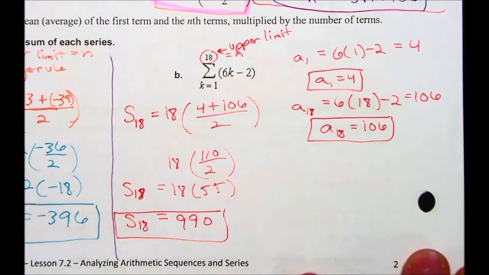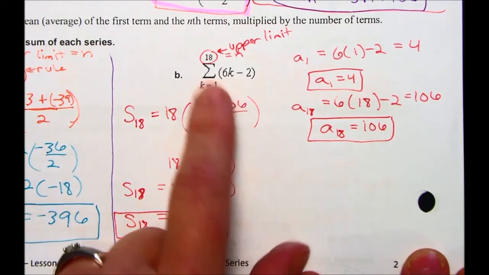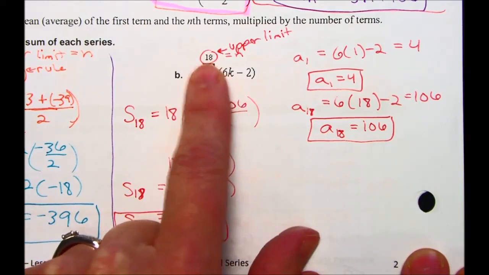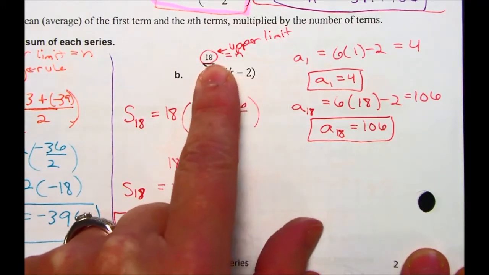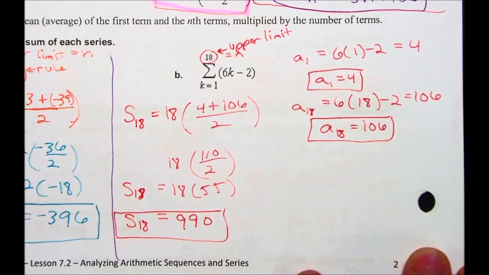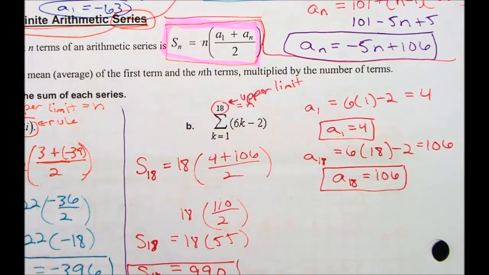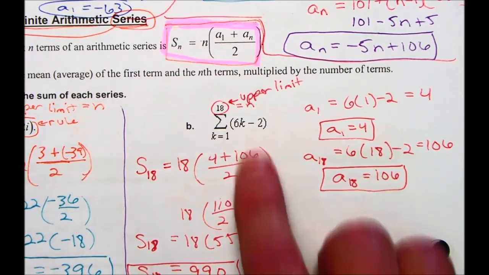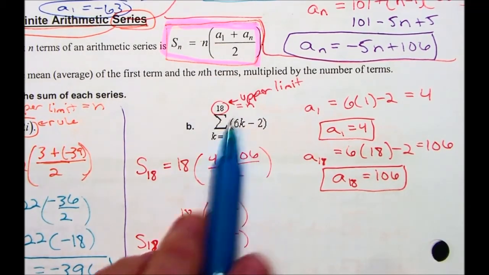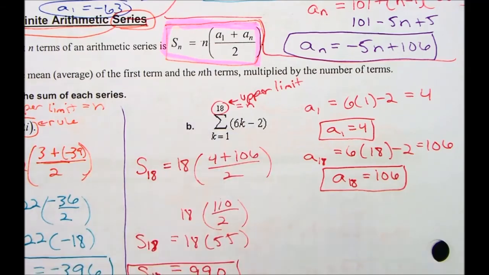And again, this is what we do to find the sum of a finite series. Again, it has a certain end. The upper limit is a number. It's not just going to go on forever and ever. This formula can only be used for arithmetic sequences, which again, if you look at the rule, it's linear because your variable's to the first power.